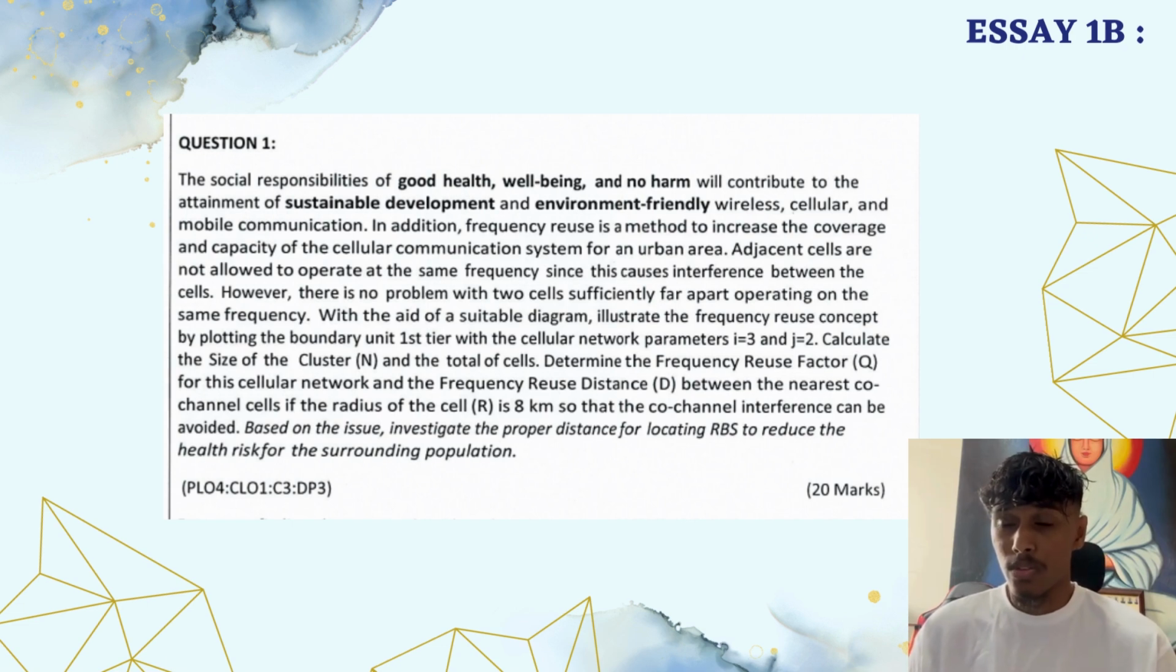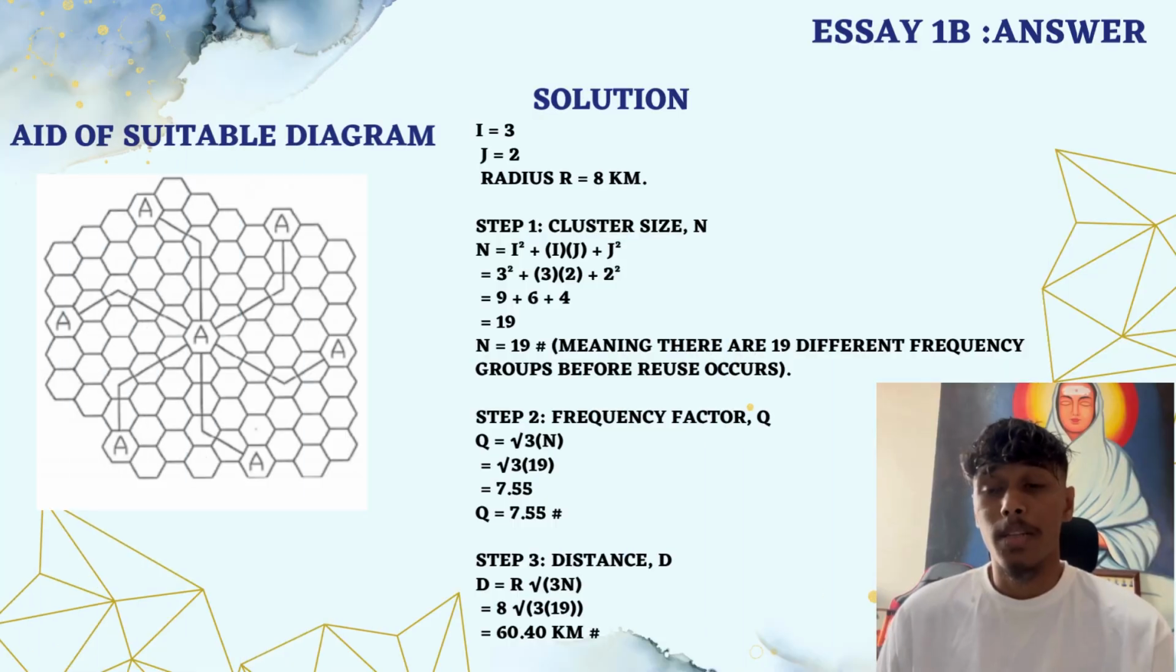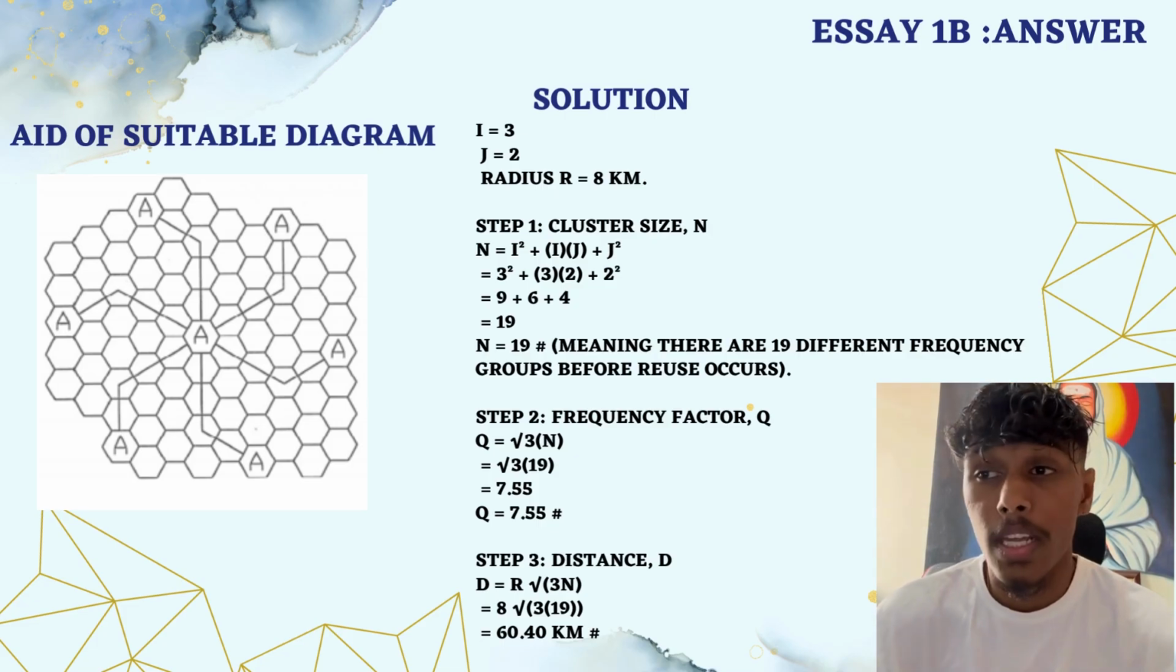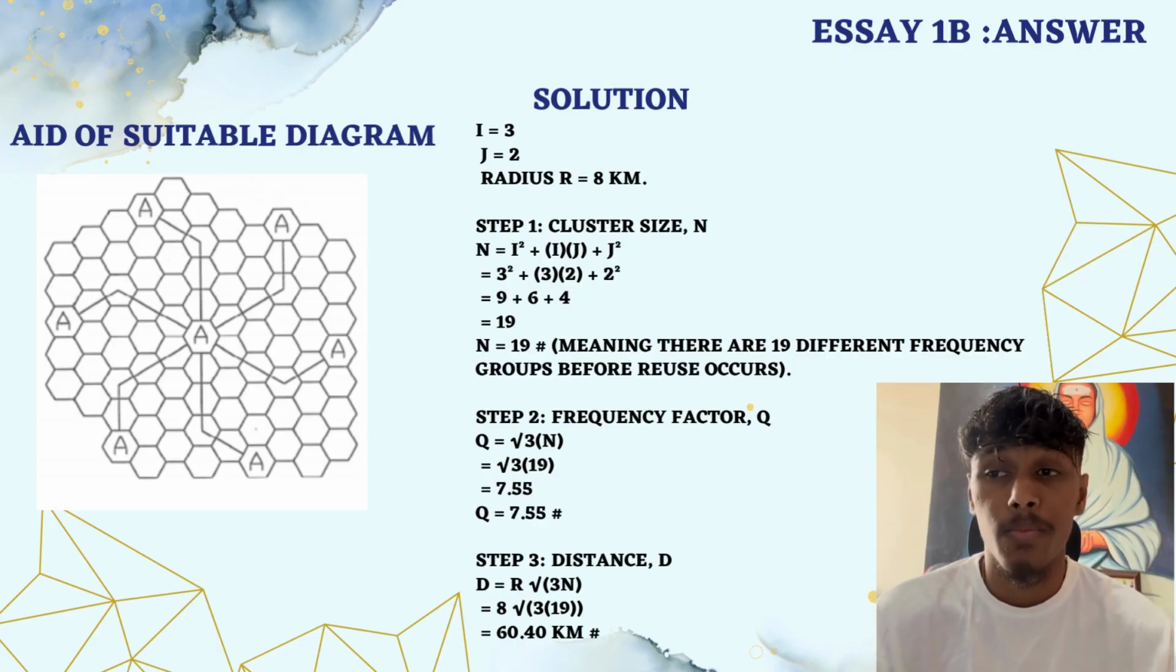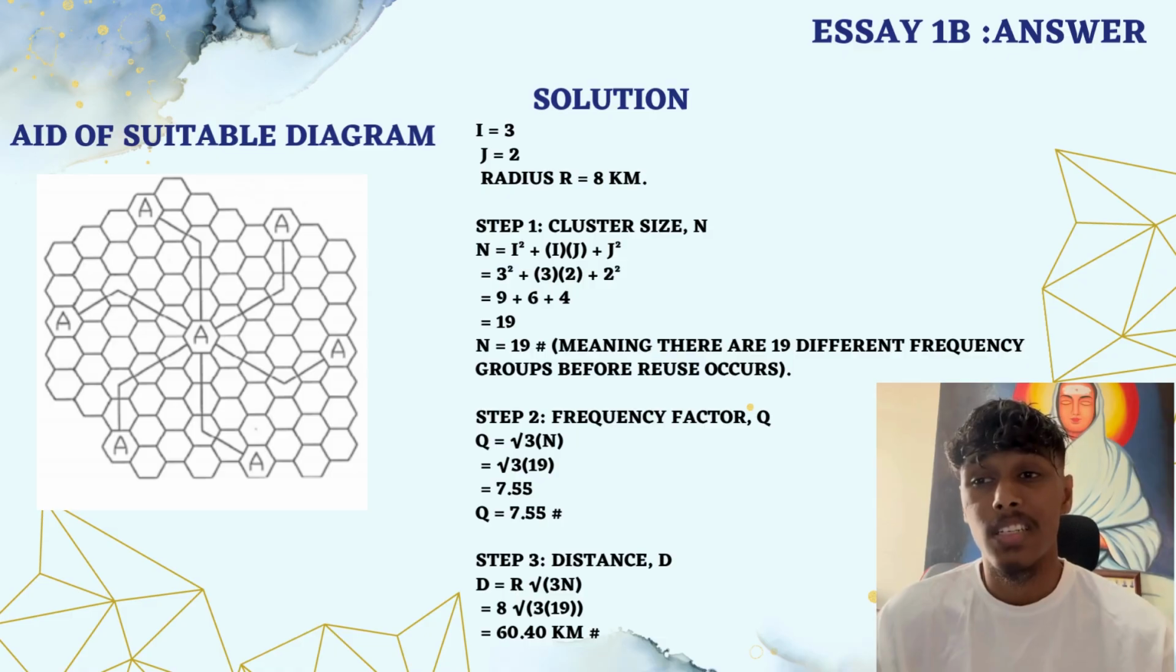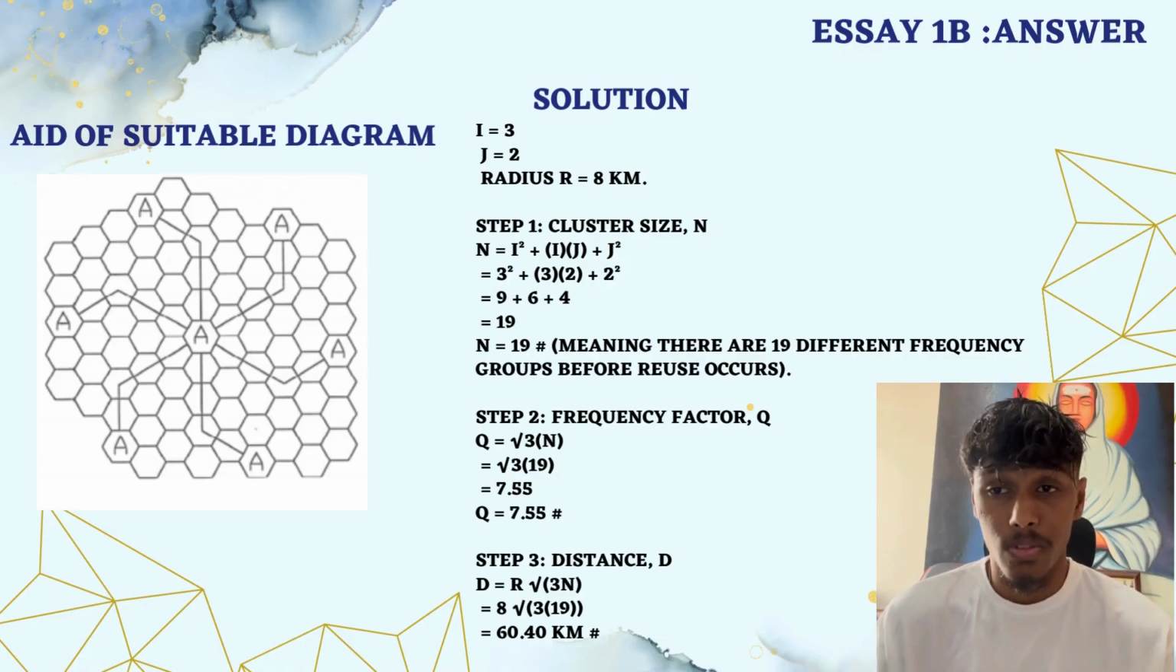And we can also, based on the issues, investigate the proper distance for locating RBS to reduce the health risk for the surrounding population. So by looking at page 10, which is basically the essay 1B answer, by reading the question, we can know that they're asking us to provide a suitable diagram that matches the requirement of the question. So this is the suitable diagram, and by looking at the solution, I equals to 3, J equals to 2, and radius R equals to 8 km. These are the information given in the question.